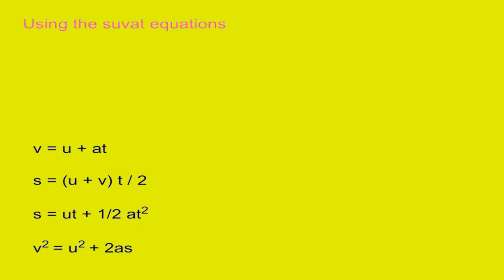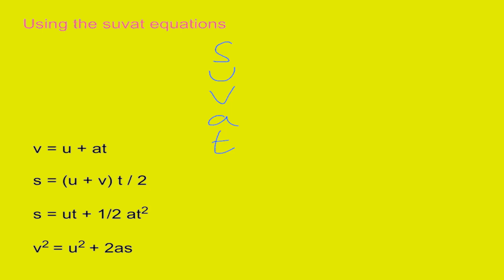In general, the foolproof method for using the SUVAT equations is to figure out which four of these quantities we're interested in. Usually a question will give you three and ask you to calculate the fourth, in which case there's always one that you can cross off.